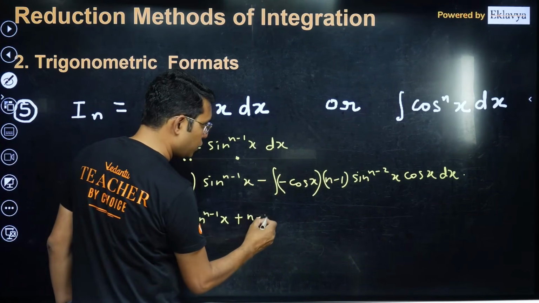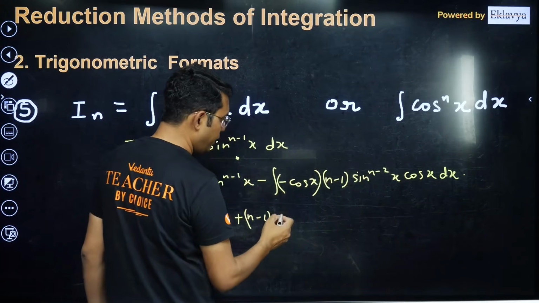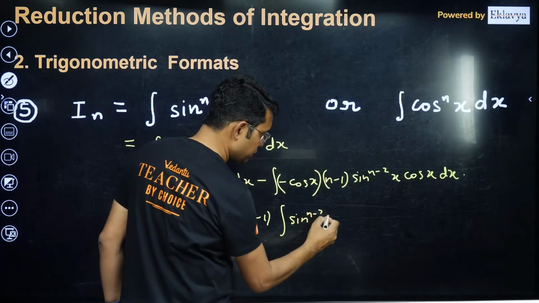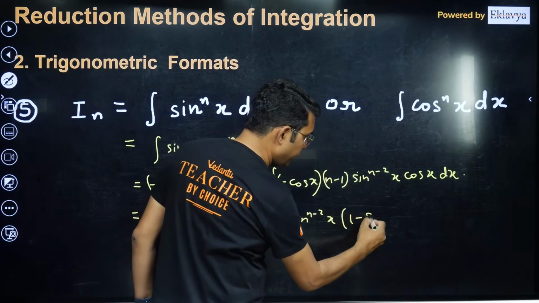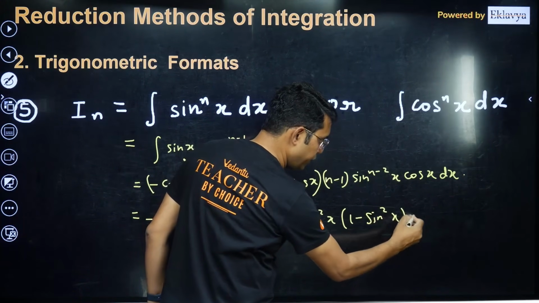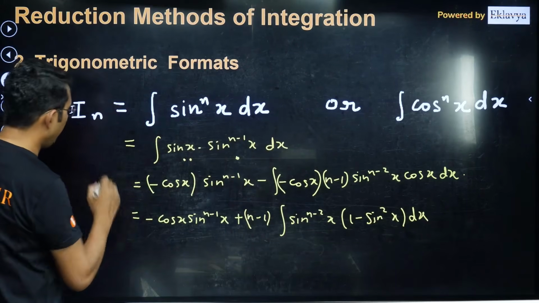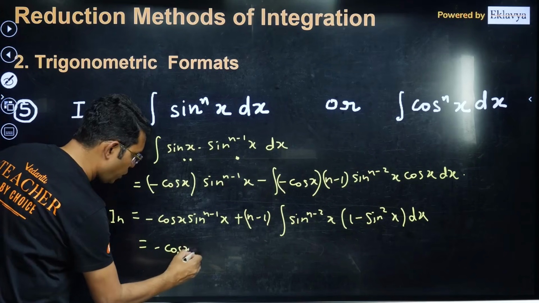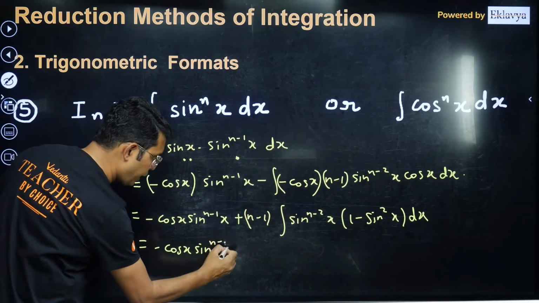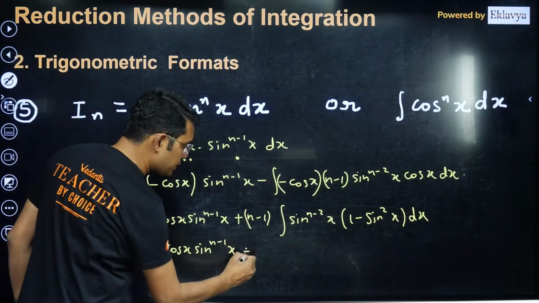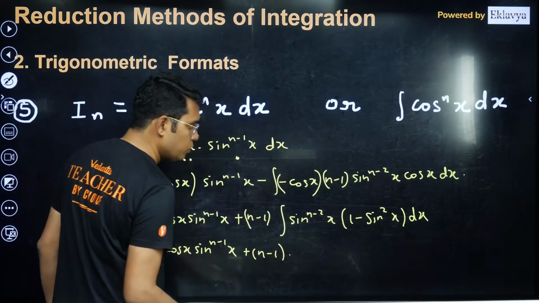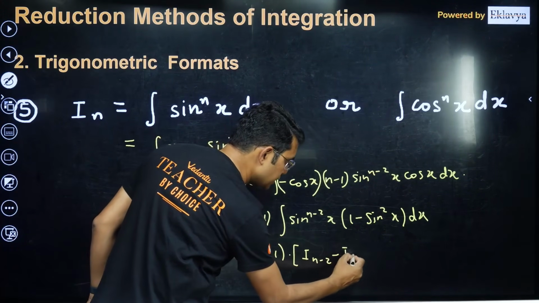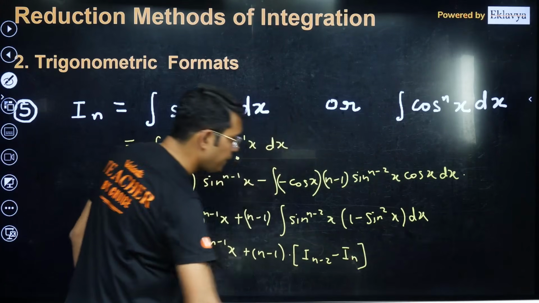So this becomes minus cos x sine raised to the power n minus 1 x, plus n minus 1 common, and this cos square we will write as 1 minus sine square x dx. So this In here will become minus cos x sine power n minus 1 x plus n minus 1 into I n minus 2 minus In only. Yes, In only.